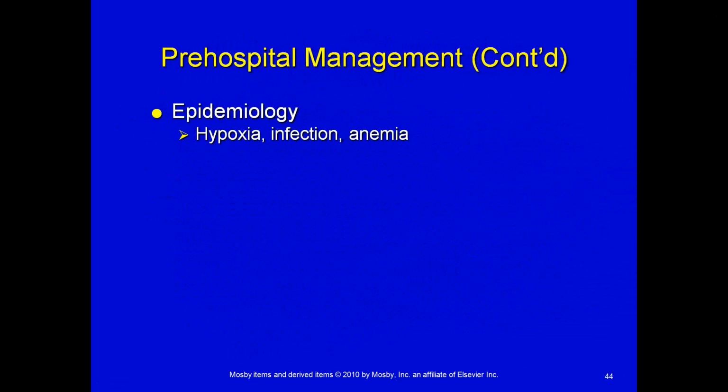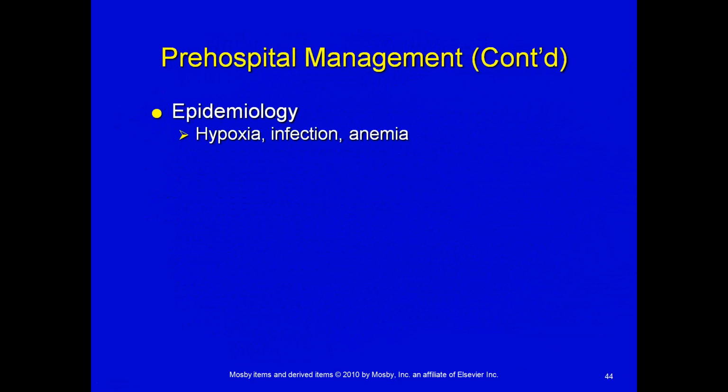The epidemiology of hematologic disorders, they're going to present with hypoxia. They're going to present like an acute infection, anemia. And again, for us, anemia is very difficult to determine in the field. They might be cyanotic, which might be a good indication of anemia. Anemia is an abnormal amount of red cells.